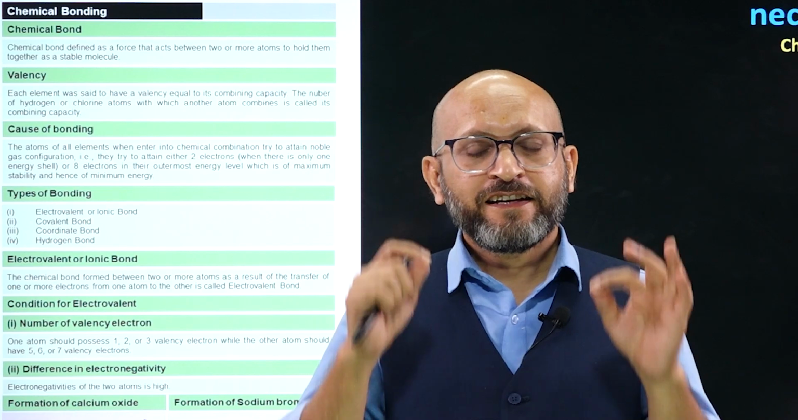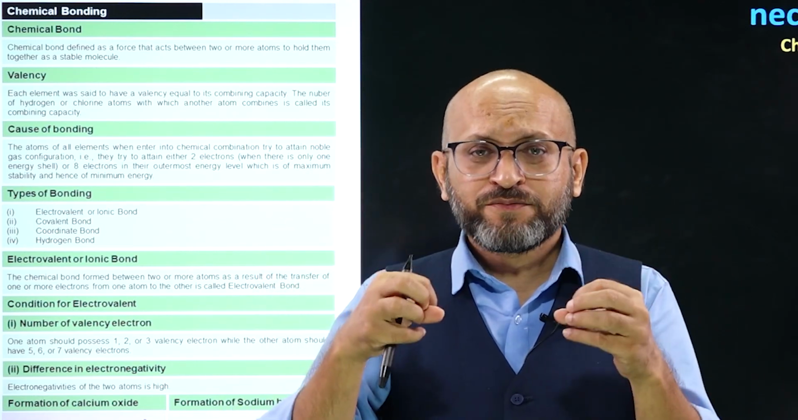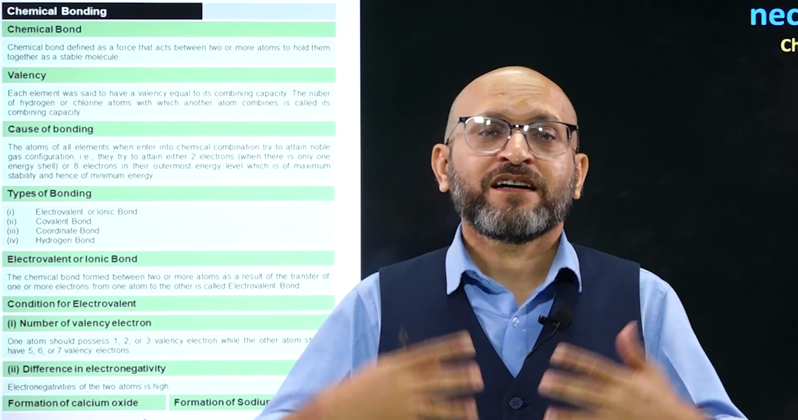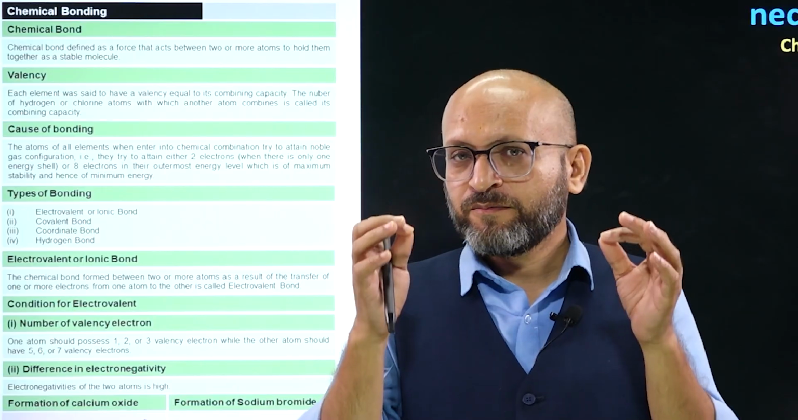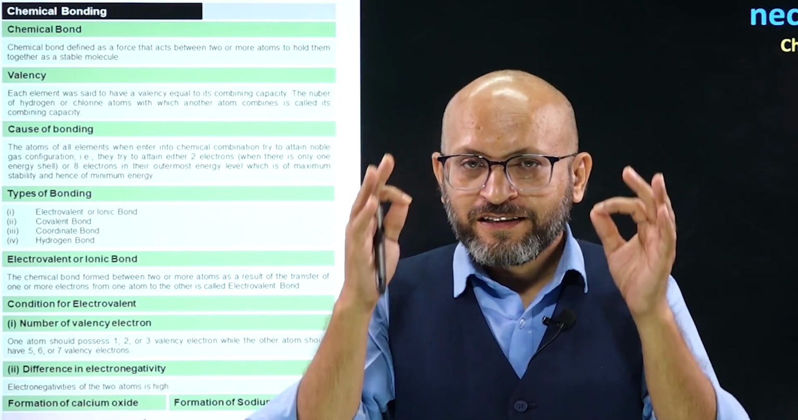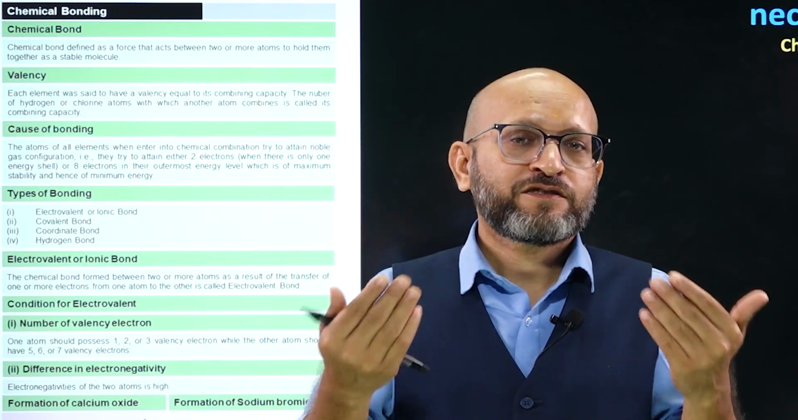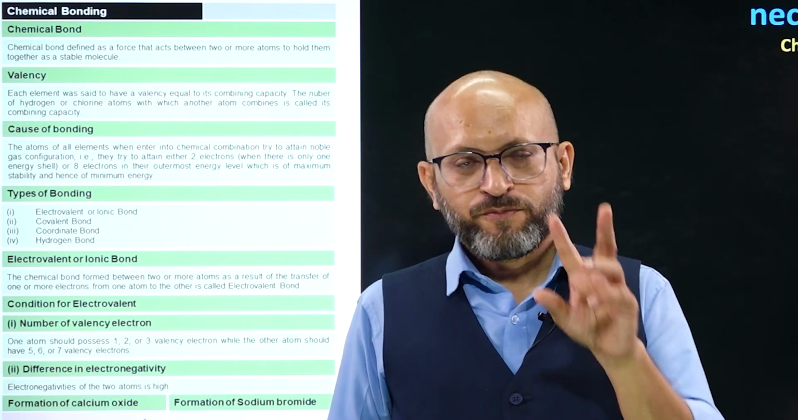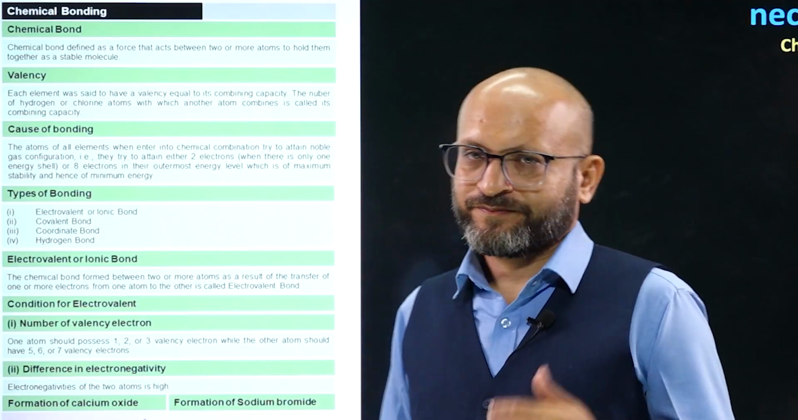Similarly, in chemistry, the attraction between two atoms is known as a chemical bond. So, what is a chemical bond? A chemical bond, or simply bond, is the attractive force between two or more atoms. So, between two atoms, the attraction is known as a bond.